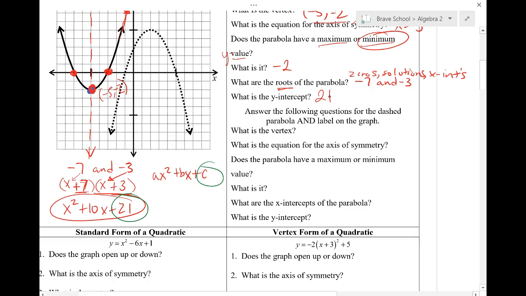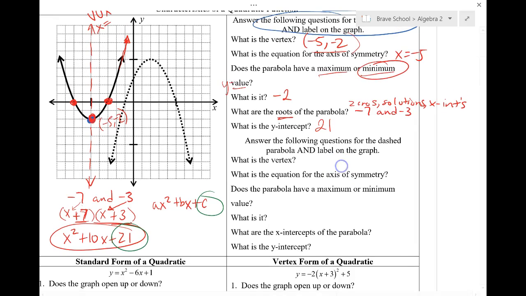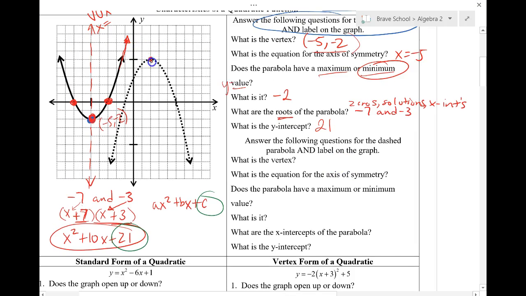Now let's look at this next one. What's the vertex here? Well, the vertex is here, right in the middle, and it's at (2, 5). And if you remember, the axis of symmetry is x equals the x-coordinate of the vertex. So x equals 2.